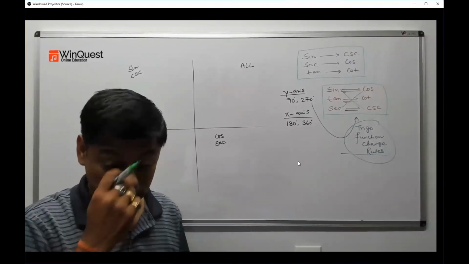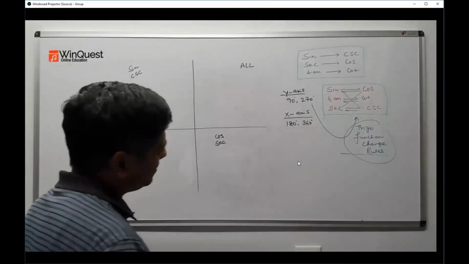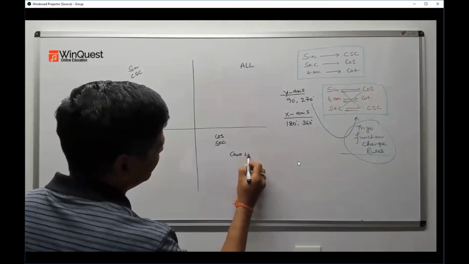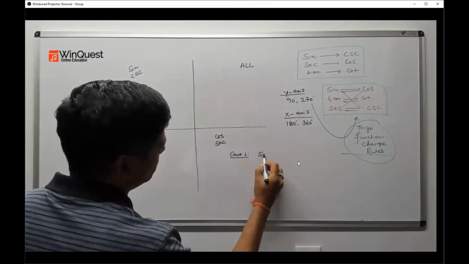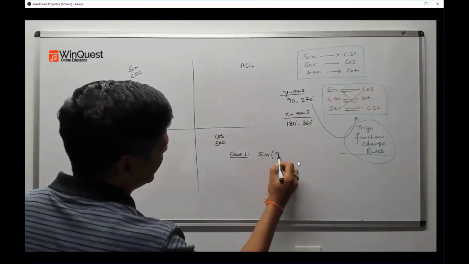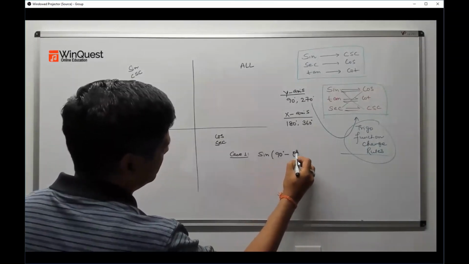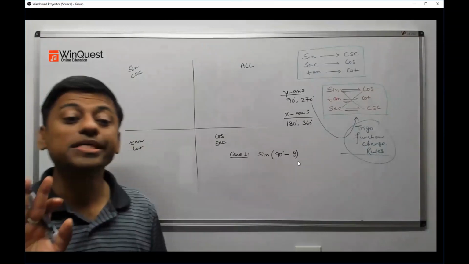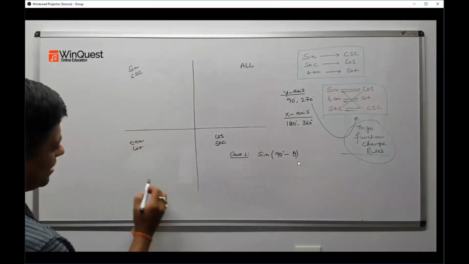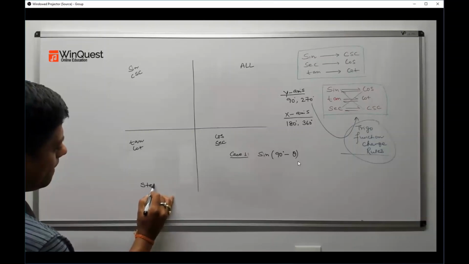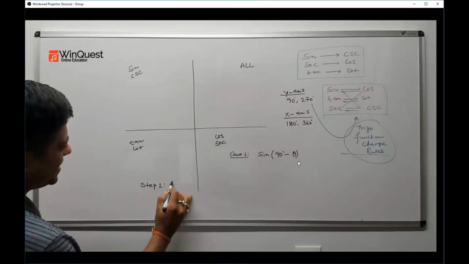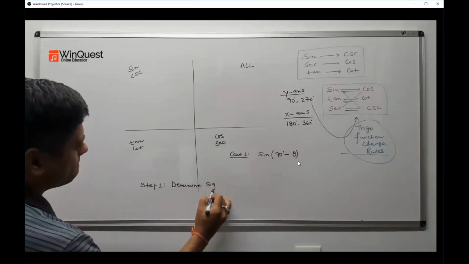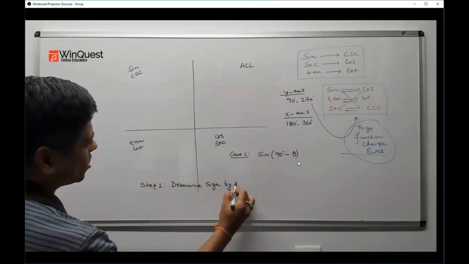Okay. Now, here is the thing. If I say case number 1, let's take an example. Case 1. Sine of 90 minus theta. Okay. Now we have to think in 3 steps. Step number 1. Determine sign by quadrant.